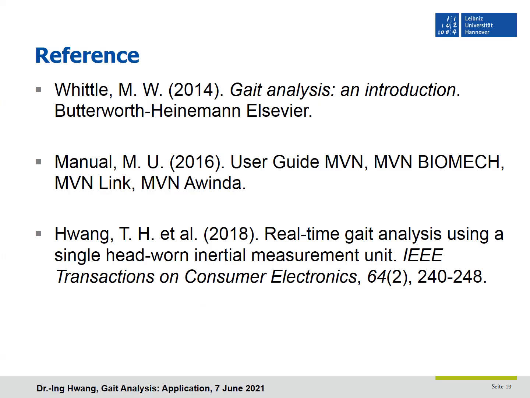This is the end of the video, and this page shows the reference. Most of the contents of gait determinants and pathologic gait are from the book Gait Analysis: An Introduction, written by Michael Whittle, published in 2014. And I also referred the user guide of MVN Biomech and my article published in 2018.